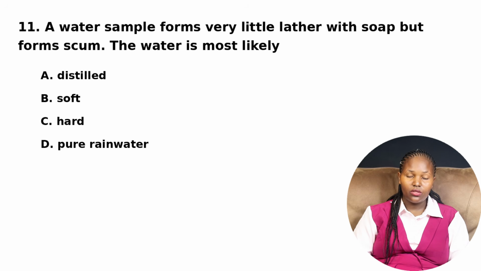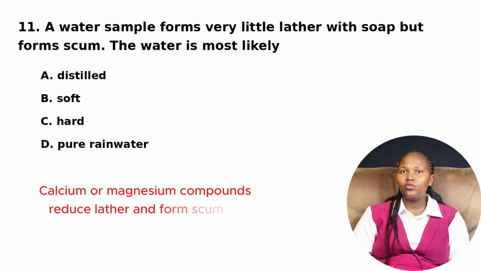Actually, hard water also forms scum. So now, calcium and magnesium compounds reduce lather, because when we say the water is hard, it means that it has these ions, calcium and magnesium ions, and they reduce lather and they also form scum. So hardness reduces soap lather, and boiling will help to remove temporary hardness. Then we can also use washing soda or distillation, which will help to soften the water.